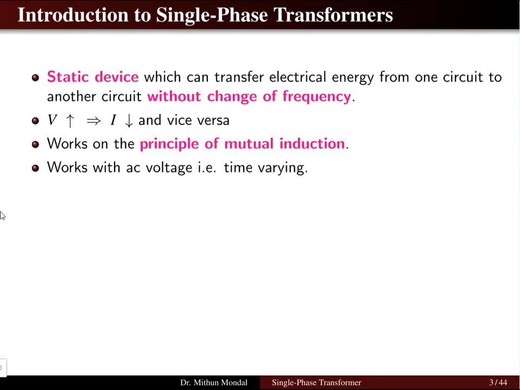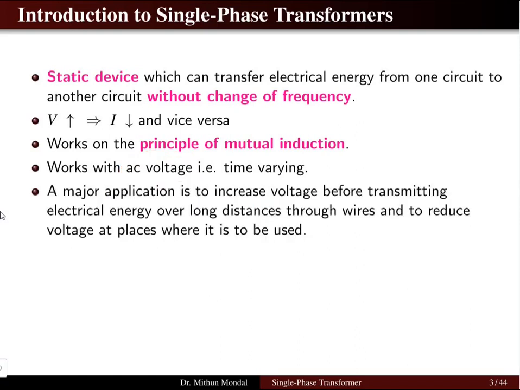It should be noted that in the transformer, we have to supply the AC voltage. That is, the voltage has to be time varying. If we are supplying a DC voltage, then the transformer winding will burn. So transformers do not operate under DC condition. Transformers operate under AC condition only.